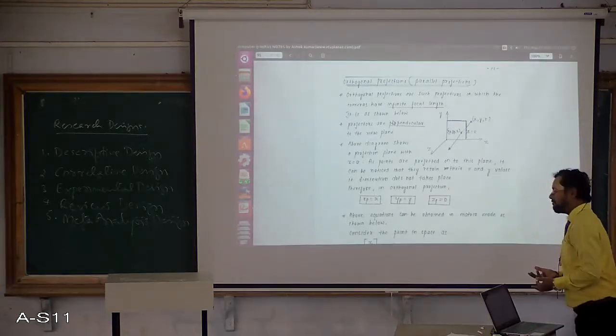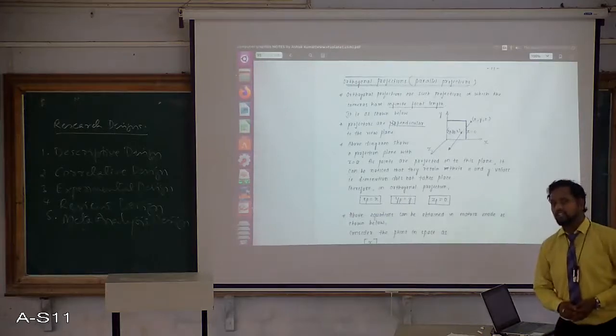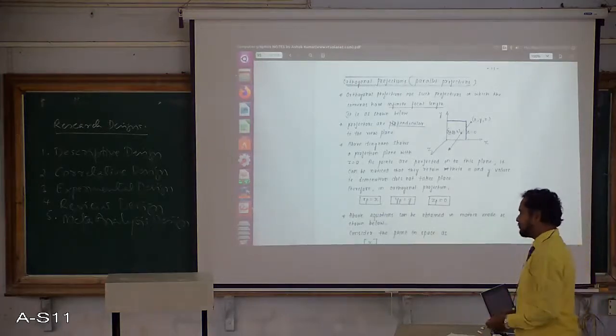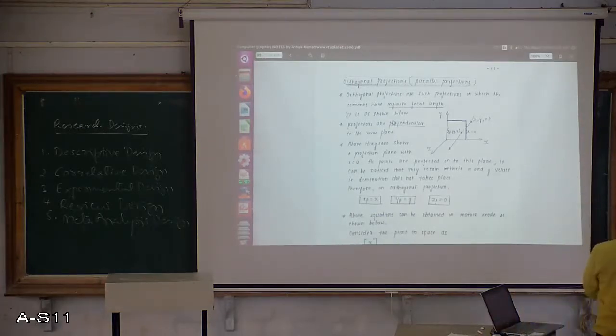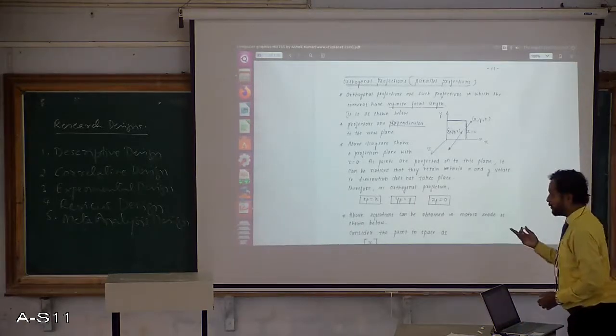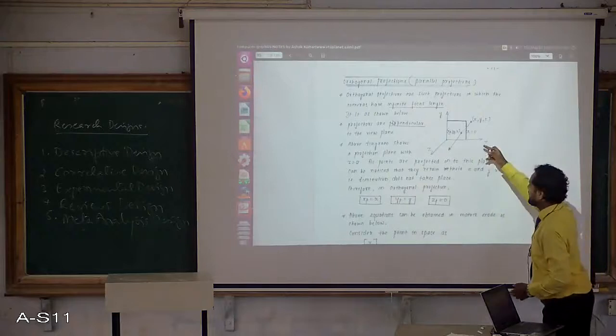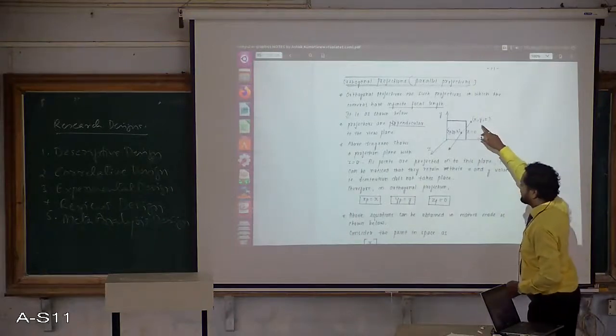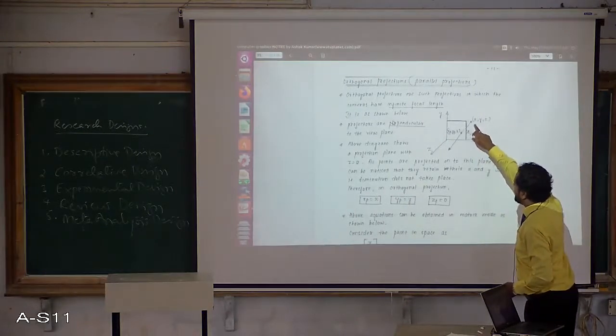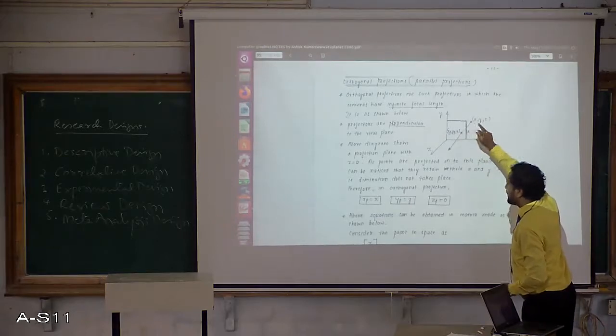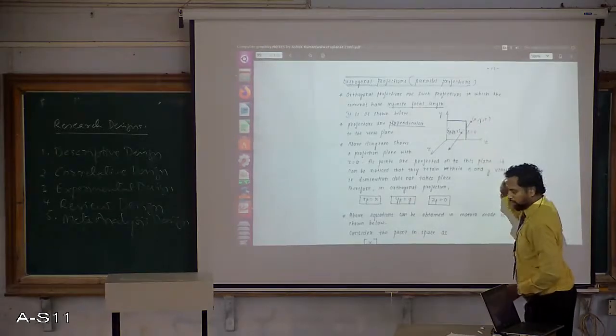So what I can have is the value for xp, yp and zp. The x and y values will not change, so they remain the same. So xp is equal to x, yp is equal to y and zp is equal to 0. Okay, next.